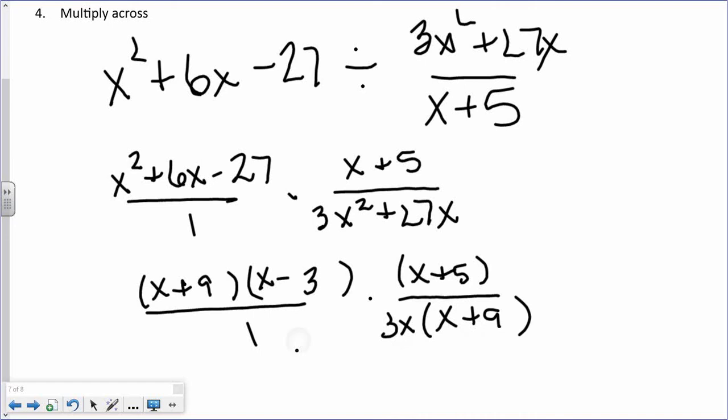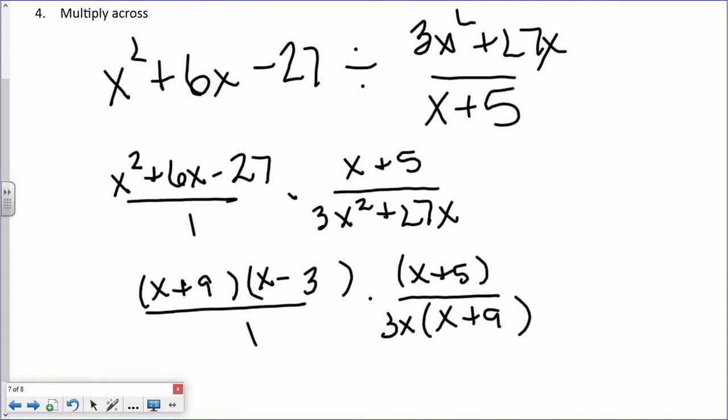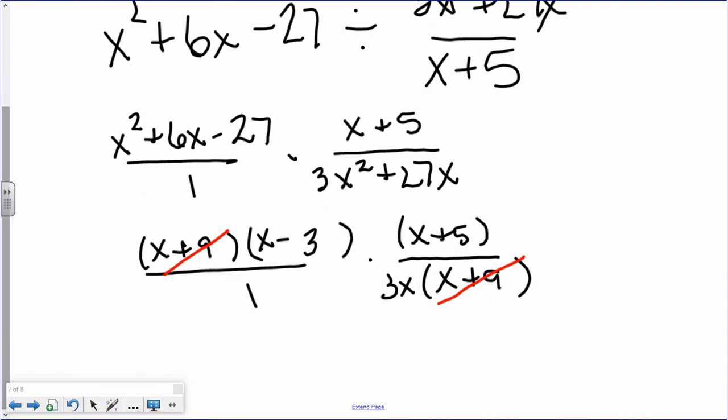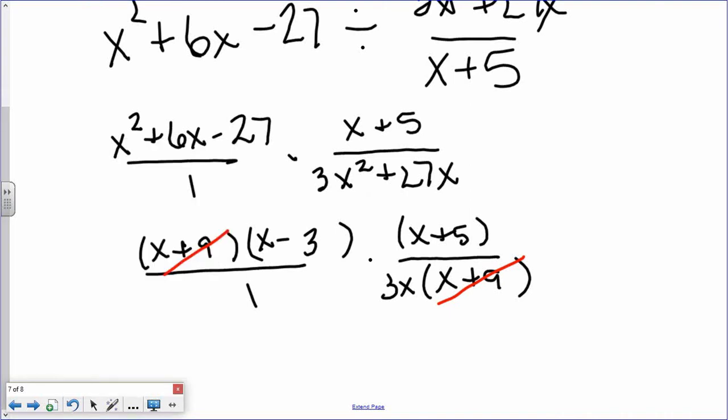And then let's see what cancels here. I have this x plus 9 will cancel with this x plus 9, and that's pretty much it. Nothing else cancels in this one. So now I'm just going to multiply it back.